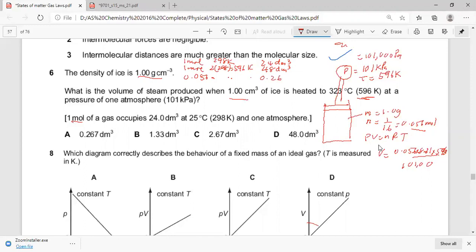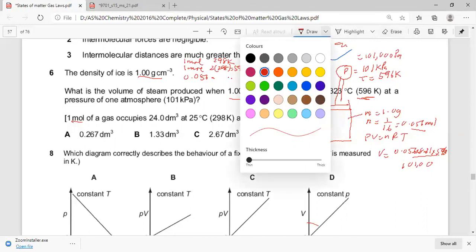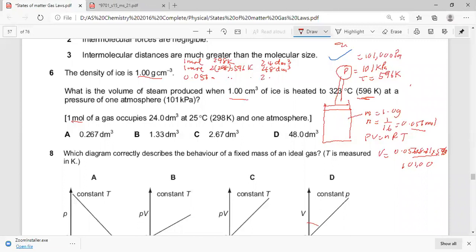Let me count. This is 48 times 0.056, which is 2.68. Sorry, 2.68. Is that the answer there? Yeah. So this is the answer here. Okay, let's move on to another question.